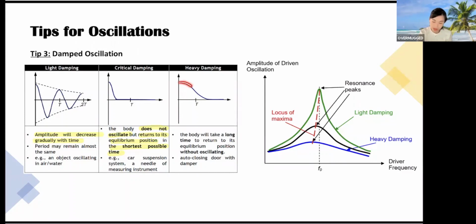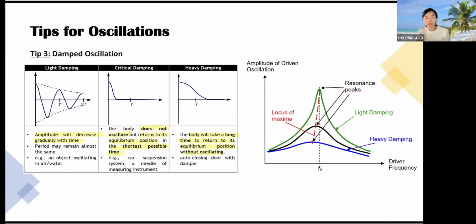Now the last one is heavy damping. The graph looks something like this. For this type of damping, the body will take a really long time to return to equilibrium without oscillation. So this is what we call heavy damping. Now, how does this damping affect my resonance?